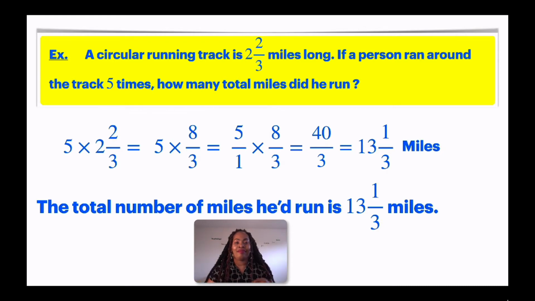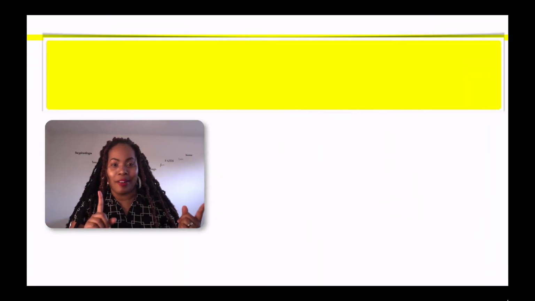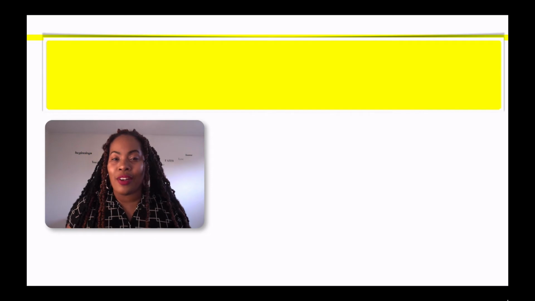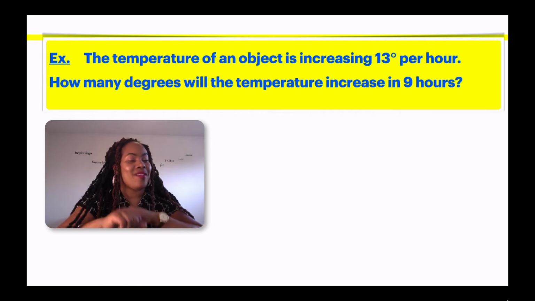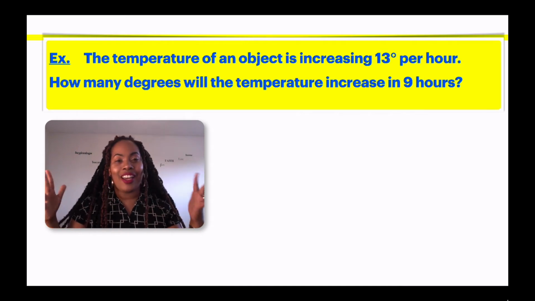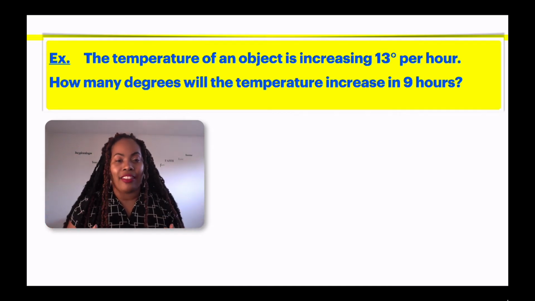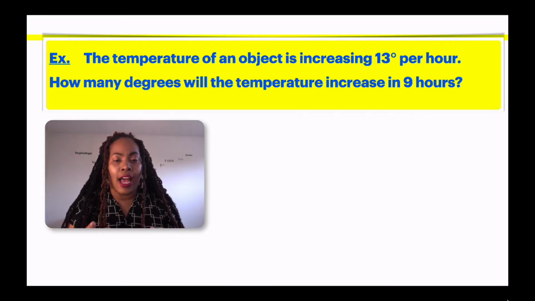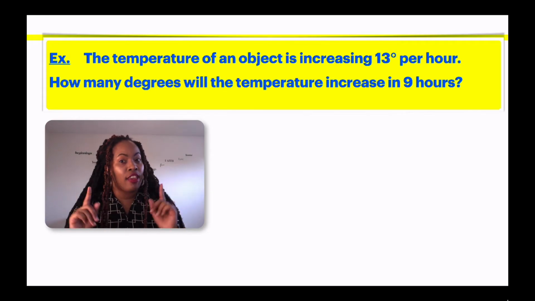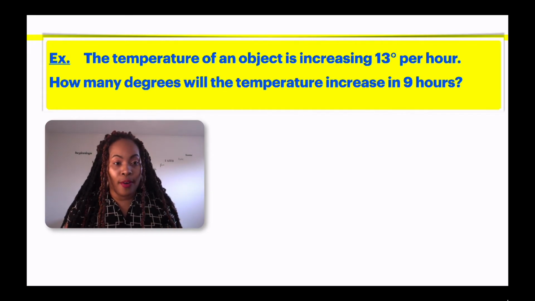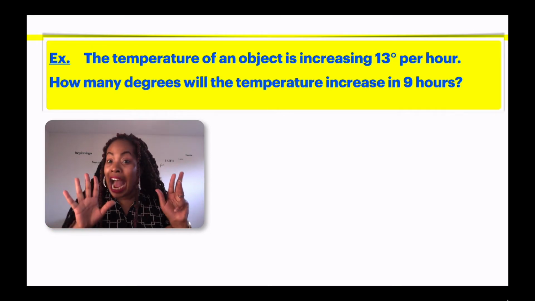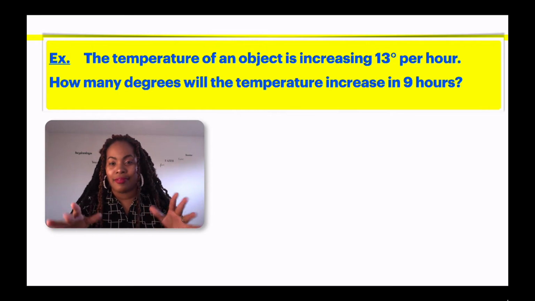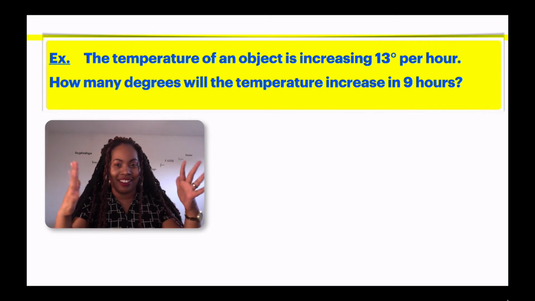Beautiful. Now, let's change up the game a little bit, and let's see if you guys can tackle another one of these. Because you guys are rocking and rolling, and I love it. So, let's read this one together. The temperature of an object is increasing 13 degrees per hour. How many degrees will the temperature increase in 9 hours? Great job for all my readers out there.